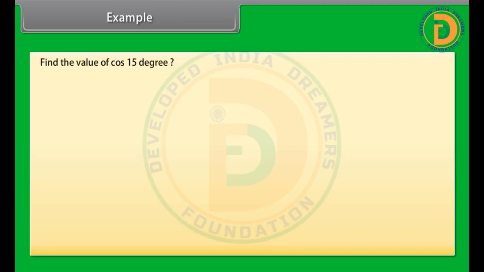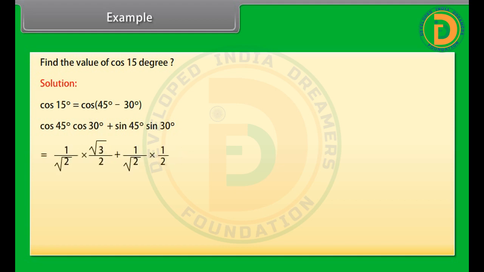Example. Find the value of cos of 15 degree. Solution. Cos of 15 degree is equal to cos of 45 degree minus 30 degree. That is equal to cos 45 degree into cos 30 degree plus sin 45 degree into sin 30 degree is equal to 1 by under root 2 into under root 3 by 2 plus 1 by under root 2 into 1 by 2 is equal to 1 by 2 under root 2 into under root 3 plus 1.